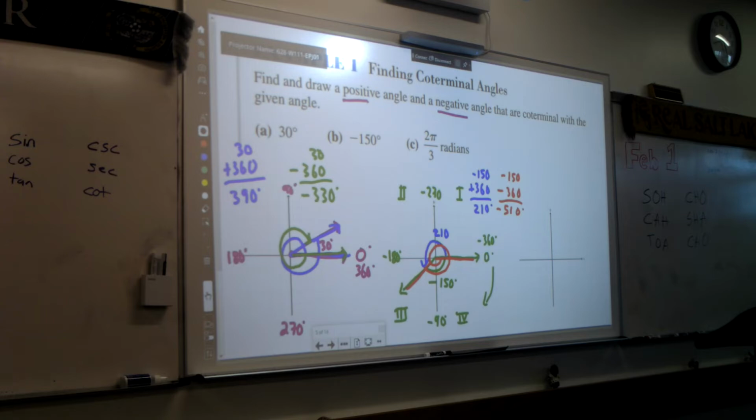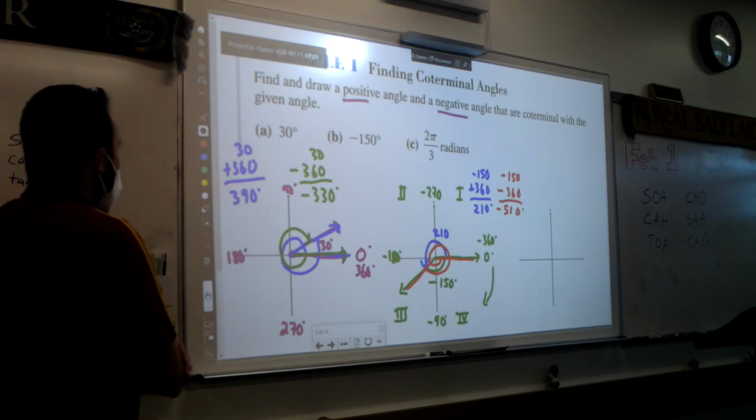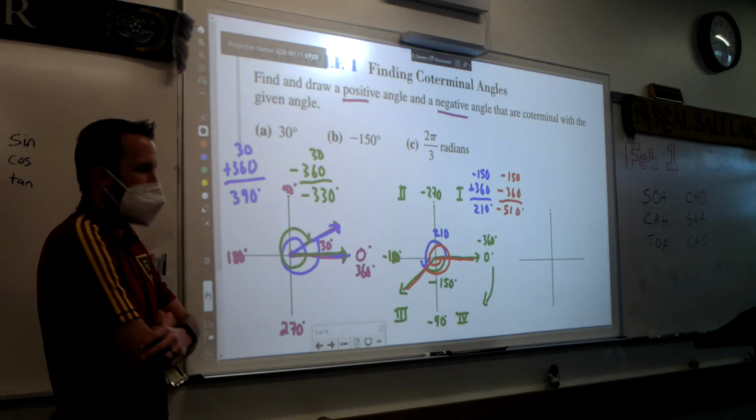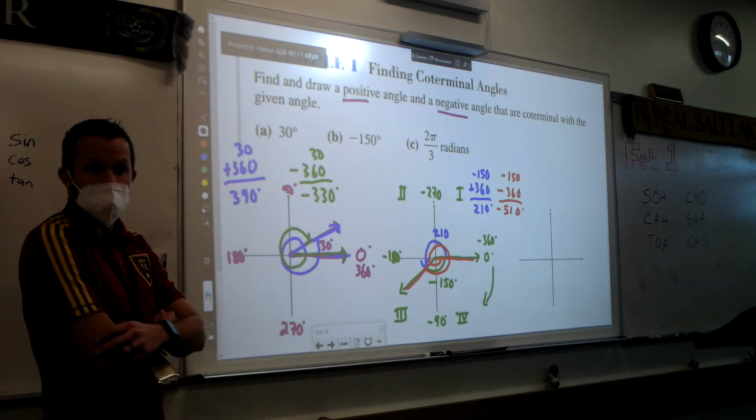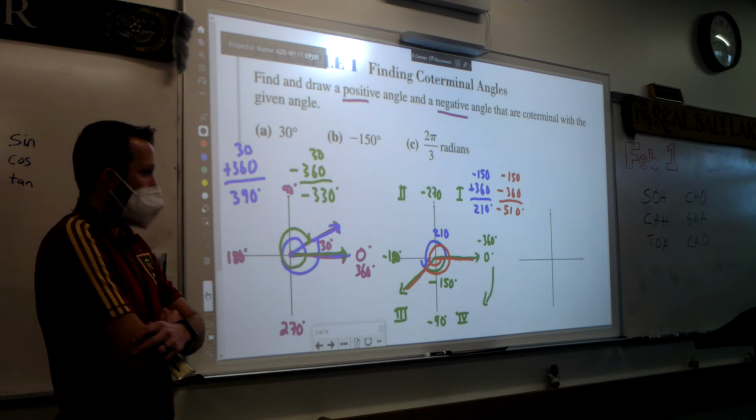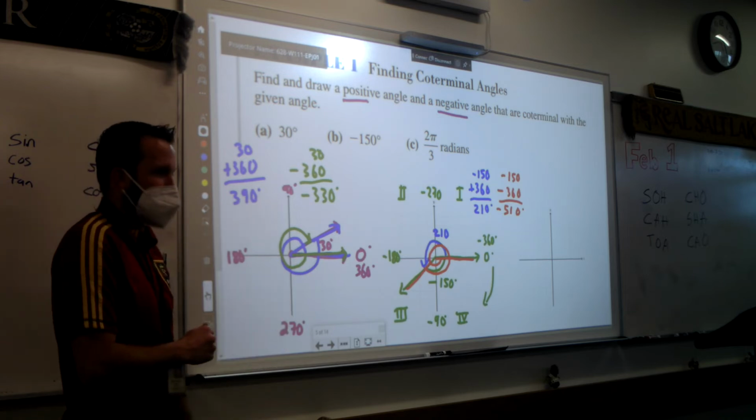All right, we're going to go to Austin. Austin, what does it mean if angles are coterminal? Yeah, they're sharing the terminal side. Now, guys, what did we do in both cases to get a coterminal angle? We added or subtracted what? 360, which is a full rotation.